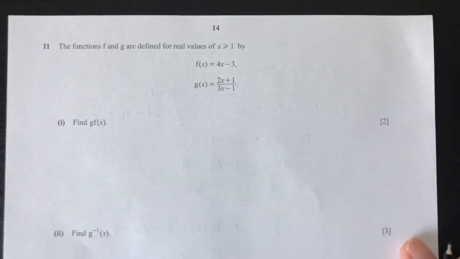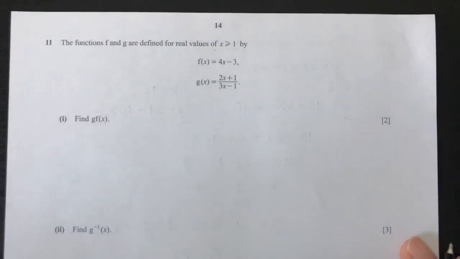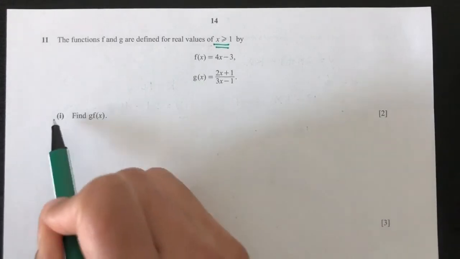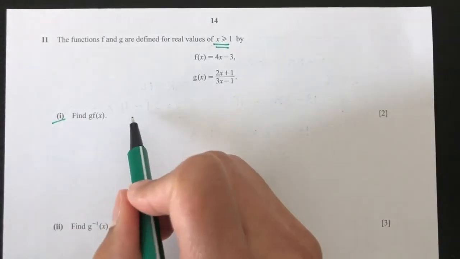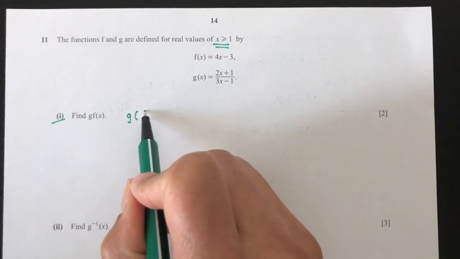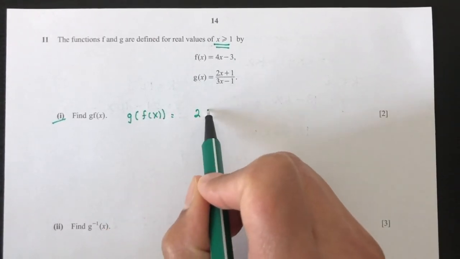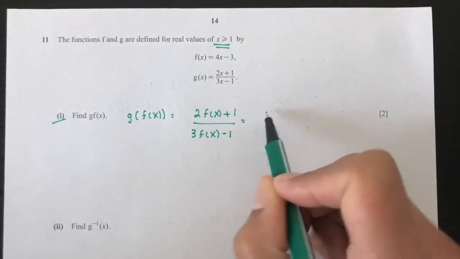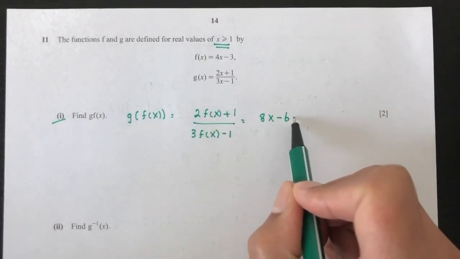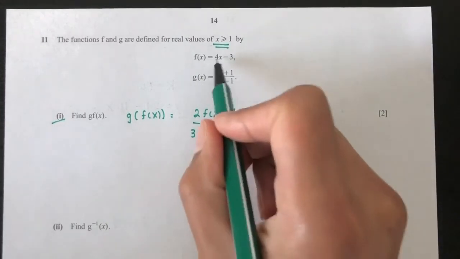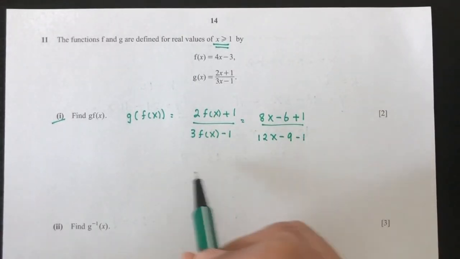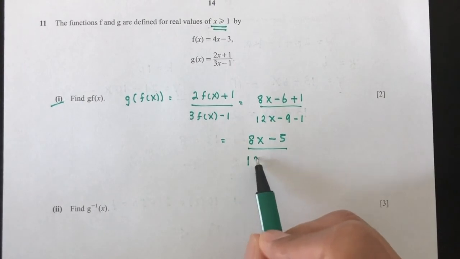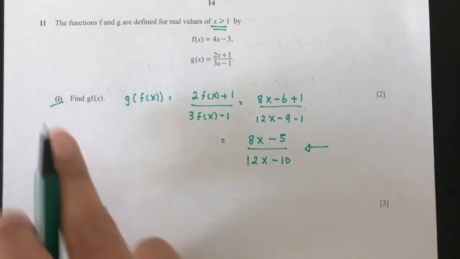Now let's move on to question number 11. The functions f and g are defined for the real values of x more than 1. Now part 1 is to find g of f of x. So let's do that. Replace the value of x by f of x in g. That will be 2 f of x plus 1 over 3 f of x minus 1. That is 2 times 4x minus 3, which is 8x minus 6 plus 1, over 3 times 4x minus 3, which is 12x minus 9 minus 1. That should be 8x minus 5 over 12x minus 10. That will be your answer for part 1.